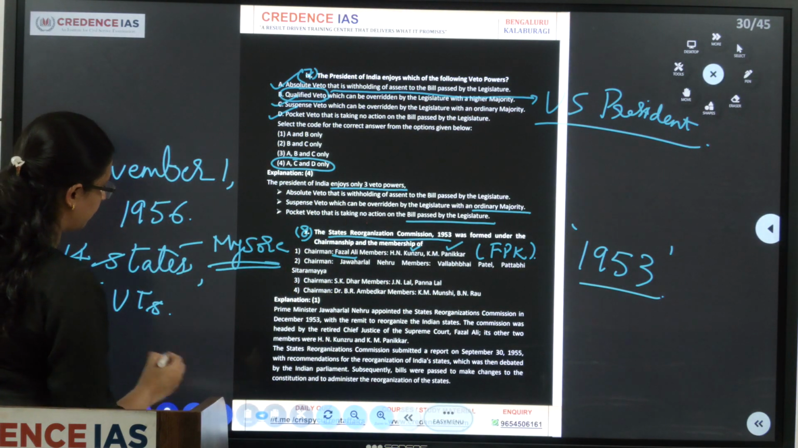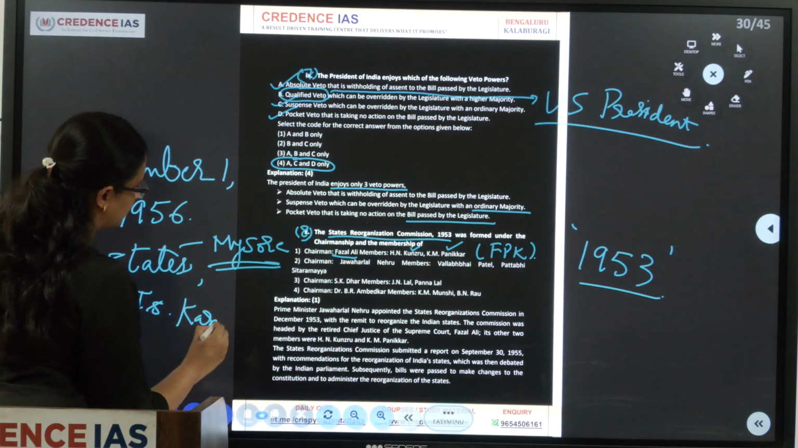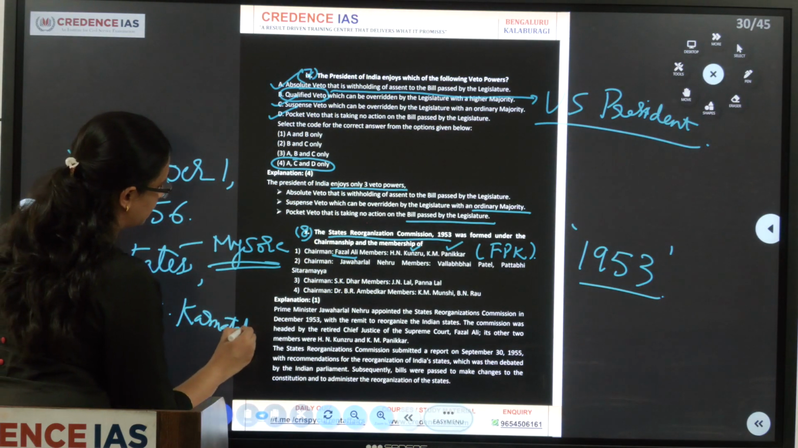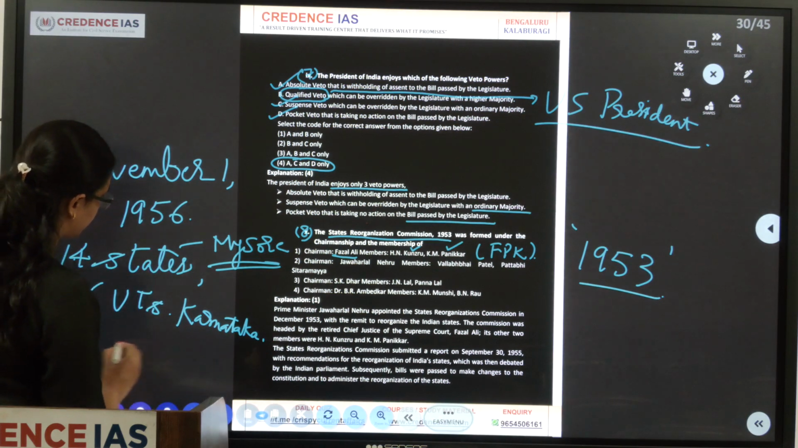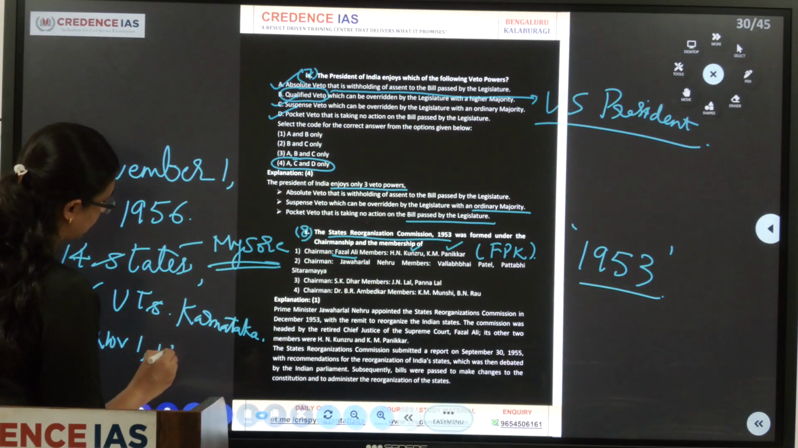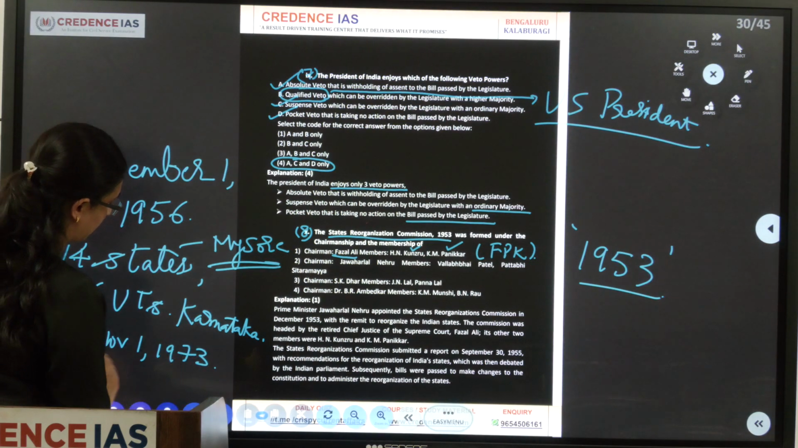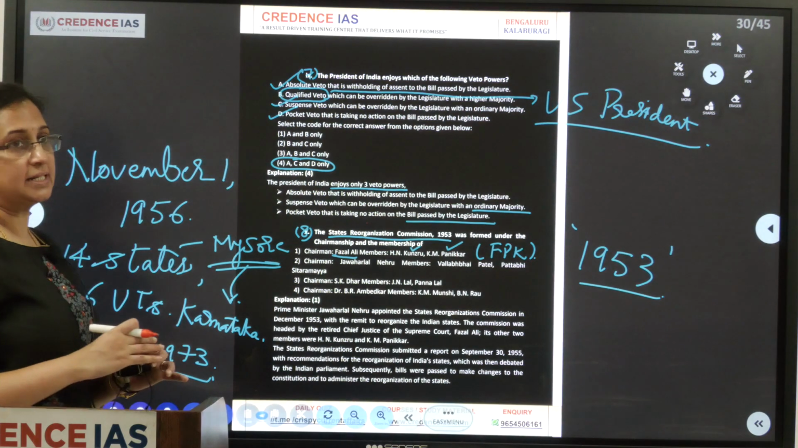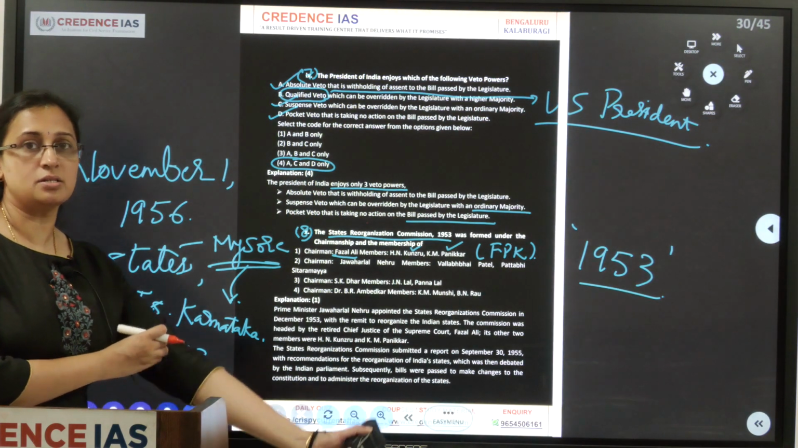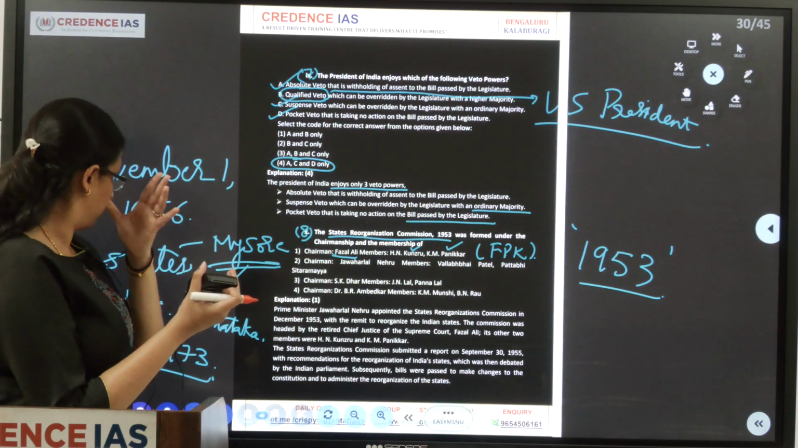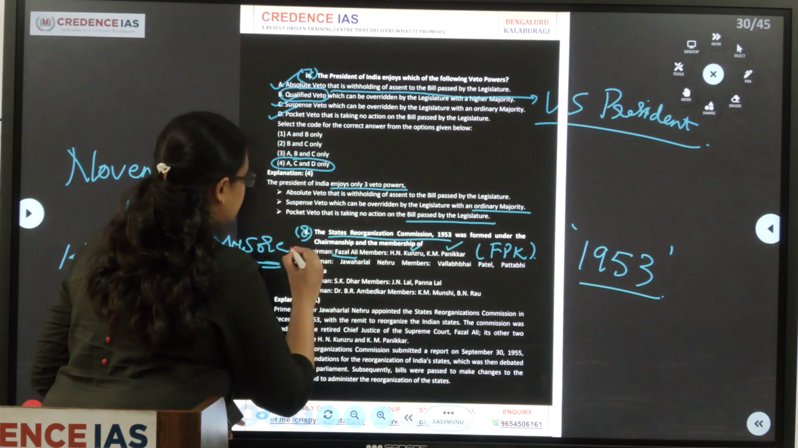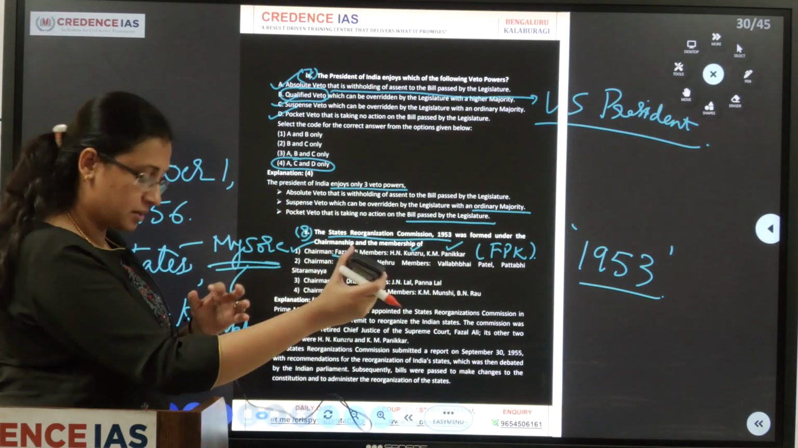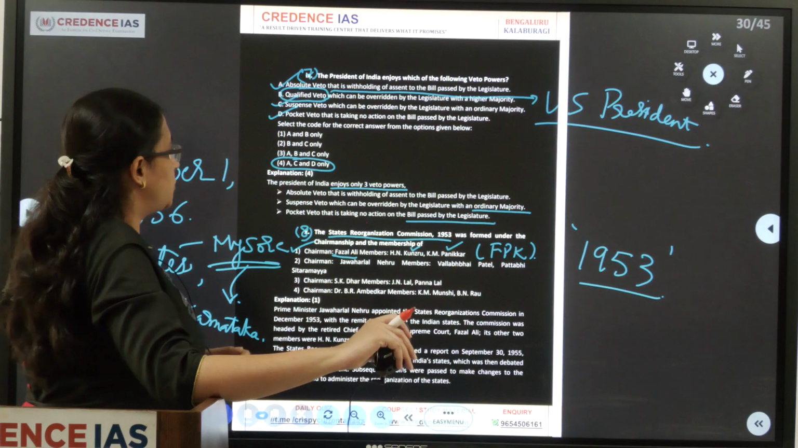which got its name as Karnataka during Devraj Urs's period on November 1st, 1973. Mysore became Karnataka on November 1st, 1973 during Devraj Urs's rule. So the correct answer is A, FPK: Fazl Ali, KM Panikkar and HN Kunzru.